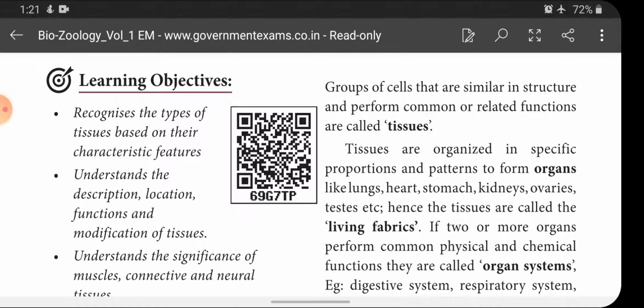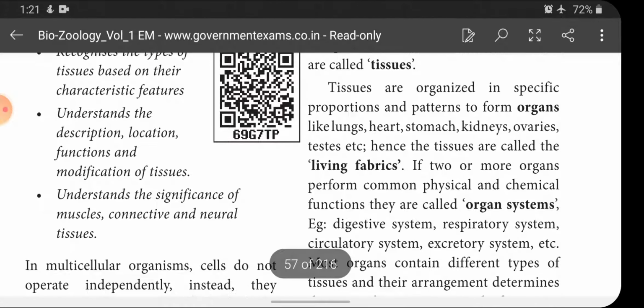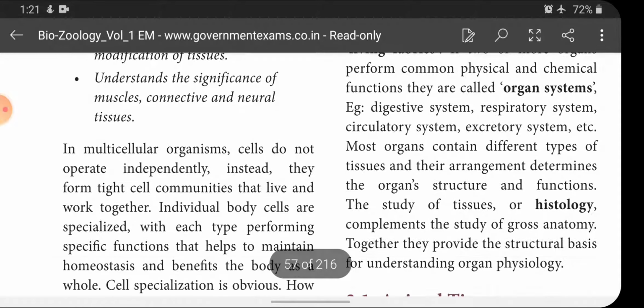So in that, cells similar in structure that perform a common or related function are called tissues. In the same way, tissues are organized in specific proportions and patterns to form organs like lungs, heart, stomach, kidney, ovaries, testes, etc. Hence the tissues are called the living fabrics. If two or more organs perform common physical and chemical functions, they are called organ systems. Examples are the digestive system, respiratory system, circulatory system, and excretory system.